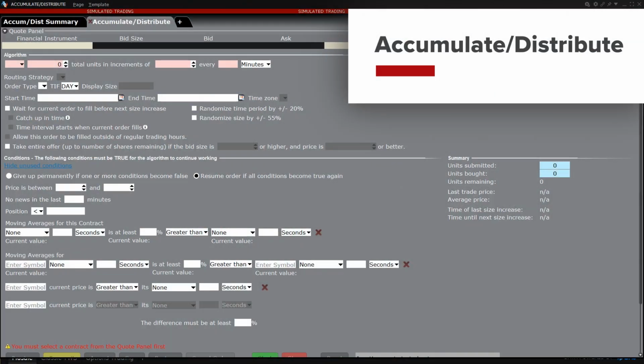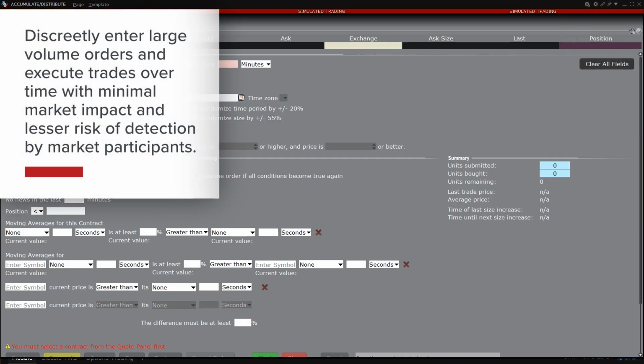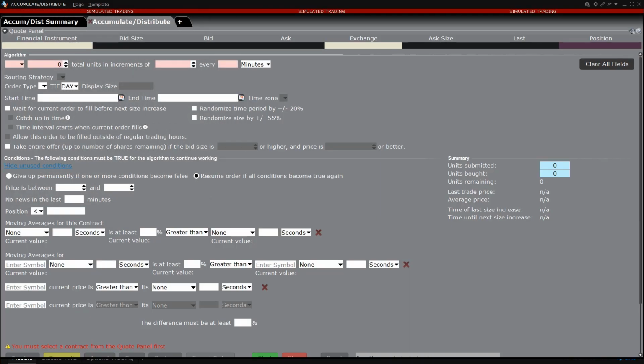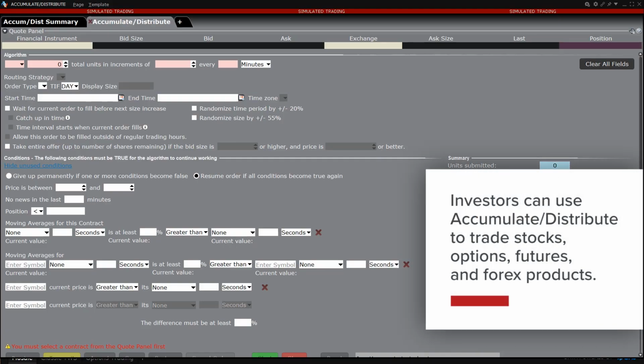The accumulate distribute algorithm can help the investor discreetly enter large volume orders and execute trades over time with minimal market impact and lesser risk of detection by market participants. It is best used for large sized orders greater than $1 million or for very low liquidity stocks. Investors can use accumulate distribute to trade stocks, options, futures, and forex products.